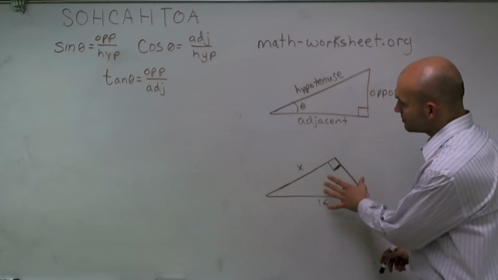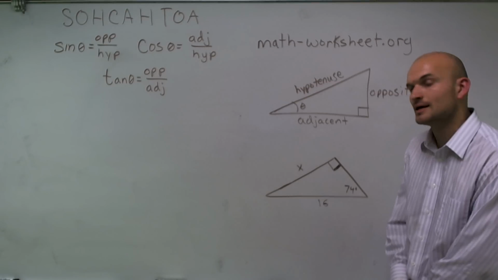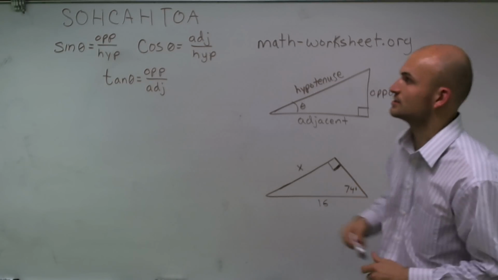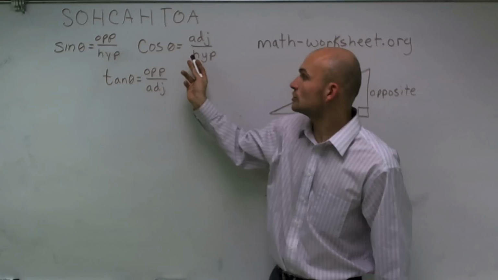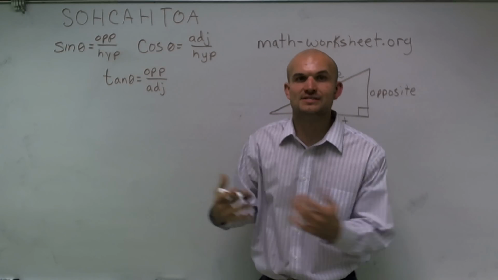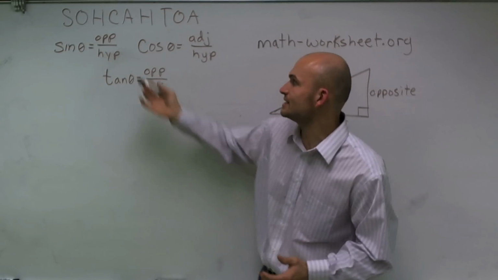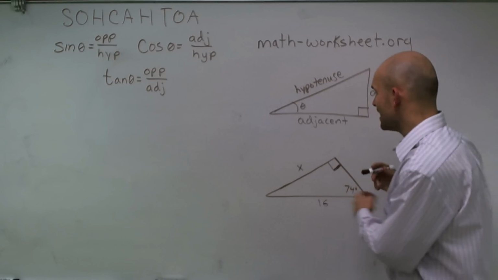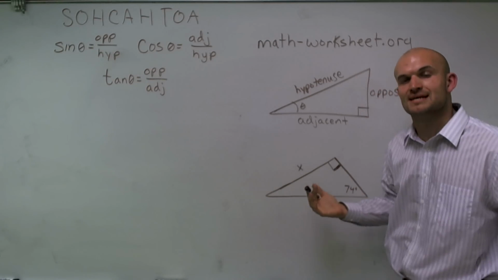So now, to solve for a missing side length in a right triangle, what we can use is three functions. These functions are sine, cosine, and tangent. And these are very helpful because they use the ratios of the side lengths given to find either a missing angle or a missing side length.